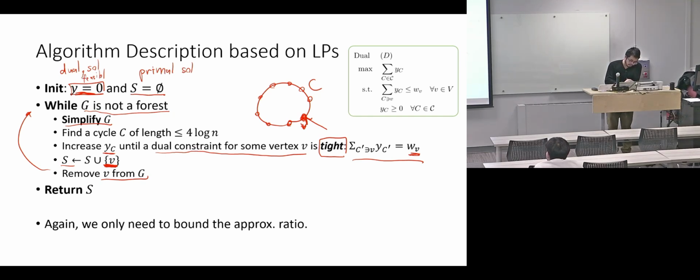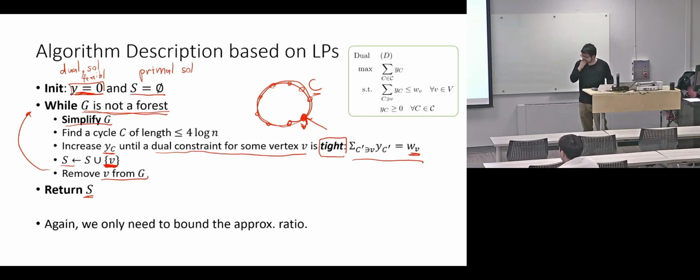Okay, so now this is the algorithm. Keep deleting a node that is tight with some dual packing. And once the graph becomes a forest, then you don't need to do anything, and then return. It's kind of clear that this gives you a feasible solution. You indeed delete all the cycles because the graph becomes a forest. So now we just need to analyze the approximation ratio.